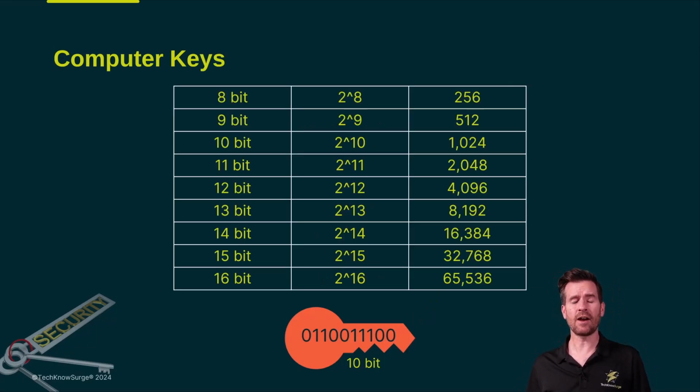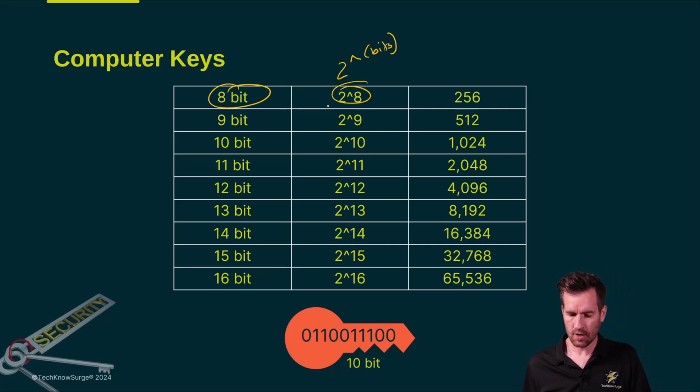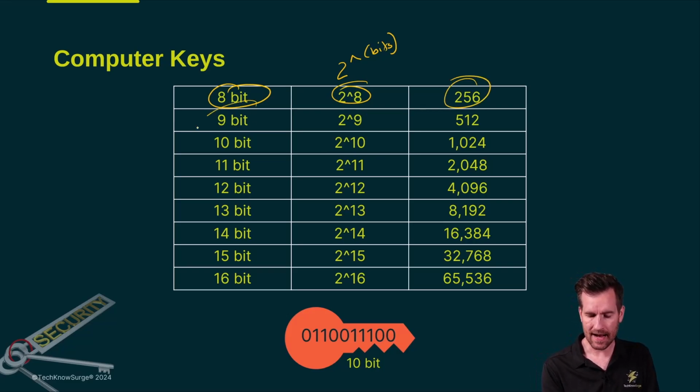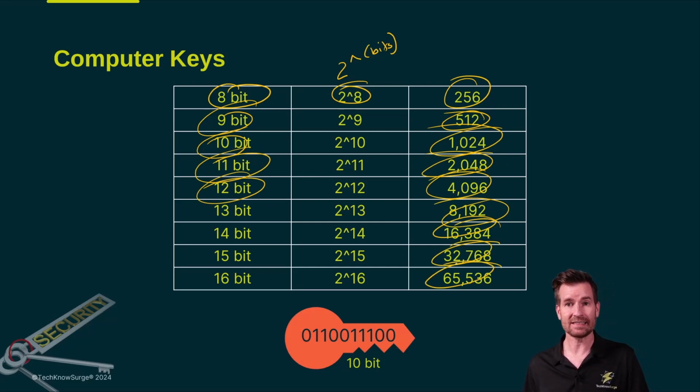The equation to figure out how many possibilities there are with bits would be 2 to the however many bits you have. So for instance, 8 bits is 2 to the 8th power, so you have 256. 9 bits is 512. 10 bits is 1024. 11 bits, 2048. 12 bits, and you can get the picture, it doubles every time and gets drastically larger.